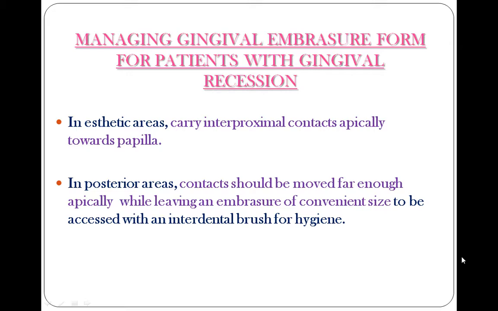Now how do we manage the problem of gingival embrasures in case of gingival recession? The management depends upon which area we need to manage this problem. In the anterior aesthetic zone, the interproximal contacts are carried apically towards the papilla tip to eliminate the large open embrasures. In the posterior areas also, the interproximal contacts are moved as far apically as possible, thereby leaving a small embrasure of a size which can be convenient for usage of an interdental aid like an interdental brush, and the oral hygiene can be maintained easily.